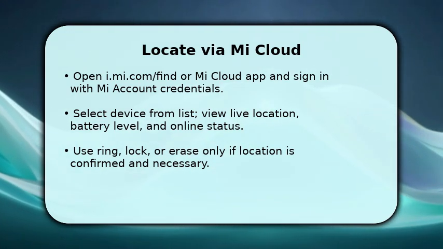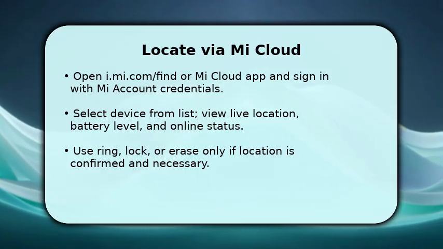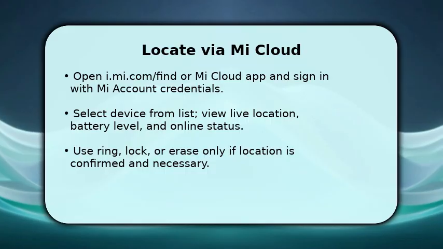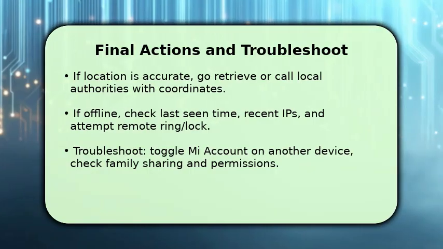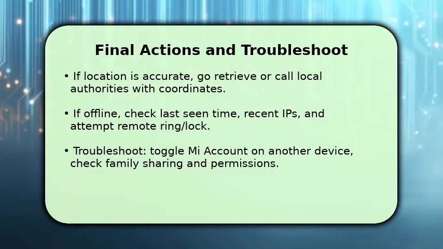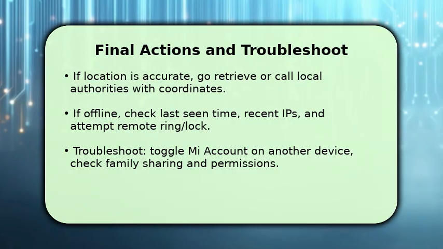When My Cloud shows a current location, act: retrieve the device if safe, or provide coordinates to authorities. If the device is offline, note the last seen time and IP info. Also try remote ring and lock so you're ready once it reconnects.